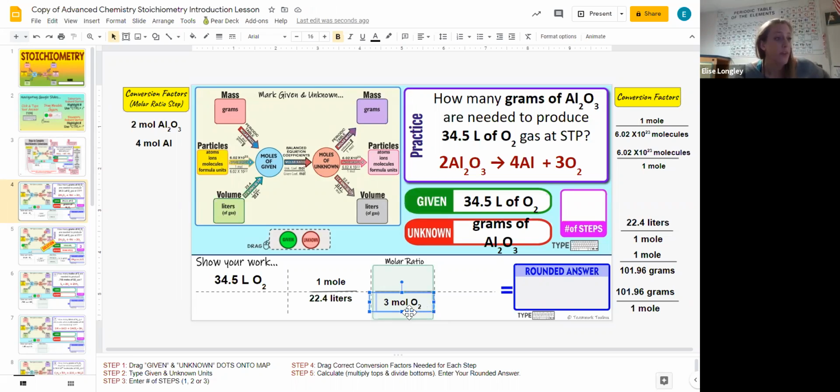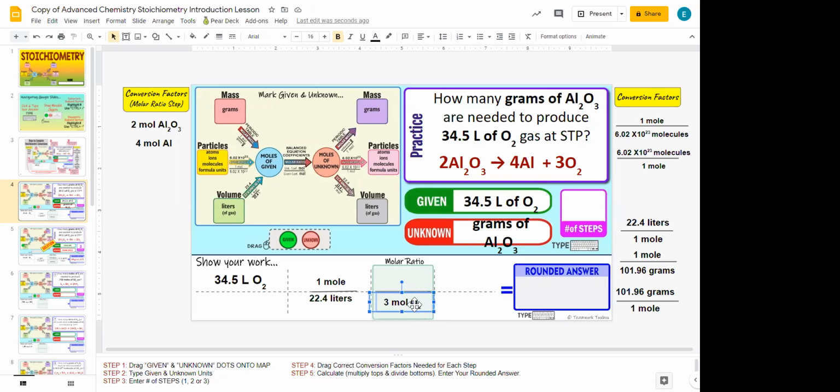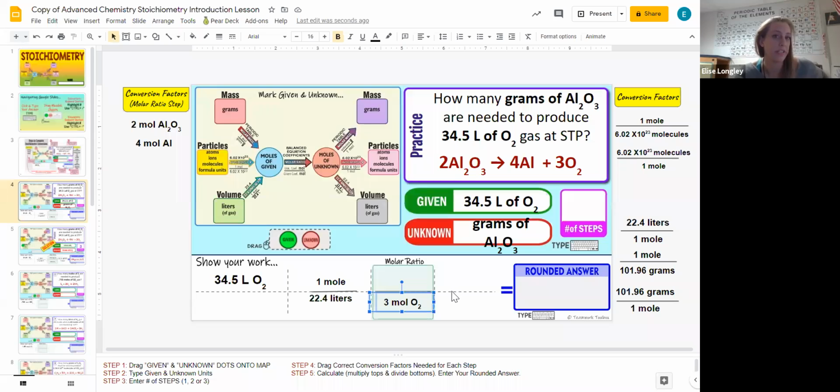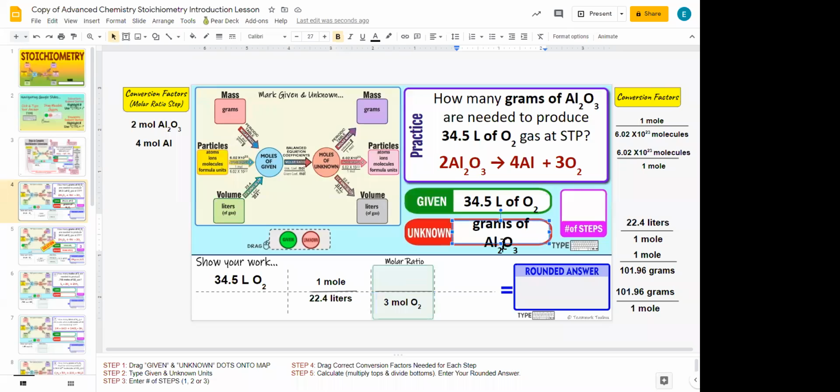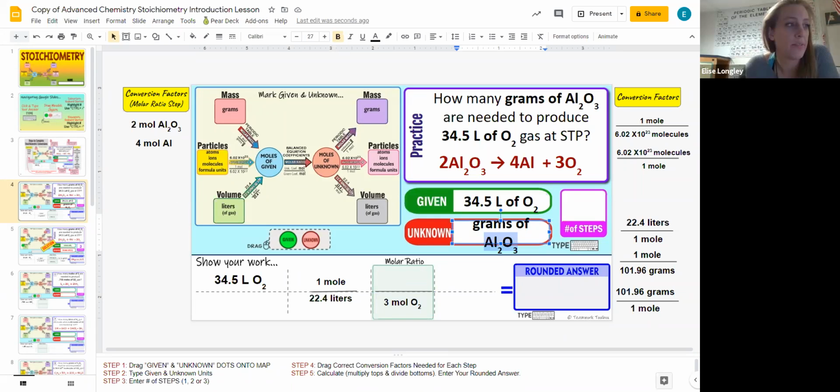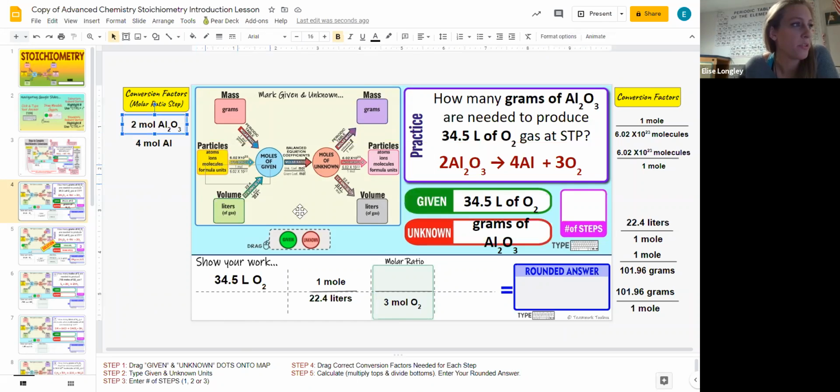Okay, so if I have 3 moles of oxygen on the bottom, which one would you have put on top? So if you have 3 moles of oxygen on the bottom, then you would. What is it asking me for? Where am I trying to go? What's my destination? How many grams of Al2O3? So which compound needs to have the moles on the top? Al2O3. Yep, so that 2 moles of Al2O3.